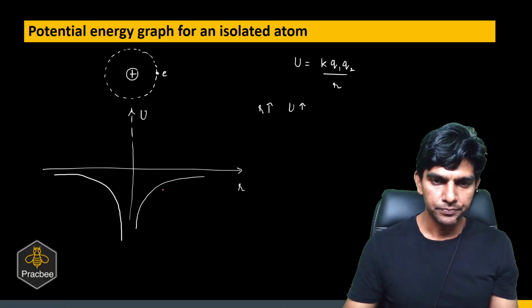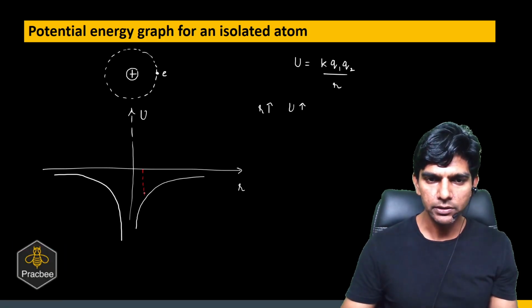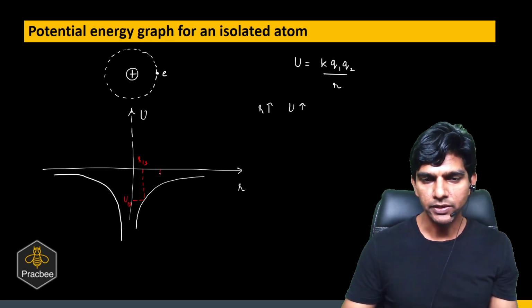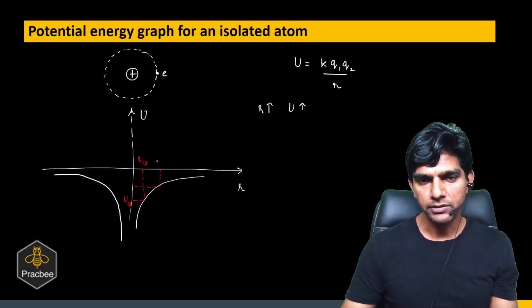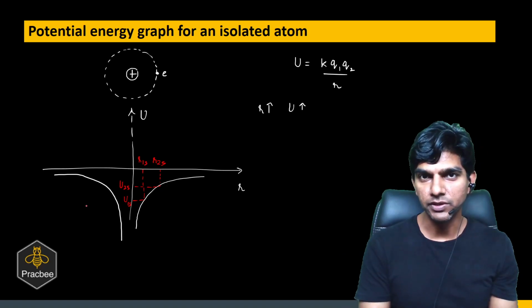So I can say, if we have a 1s orbital, the energy will be something like this. So this is r for 1s, and this is the energy of the 1s orbital, right? U of 1s. Similarly, as we increase the distance, say this is 2s, r for 2s, and this will be the energy for 2s. So like this, the energy is increasing as we increase the distance.